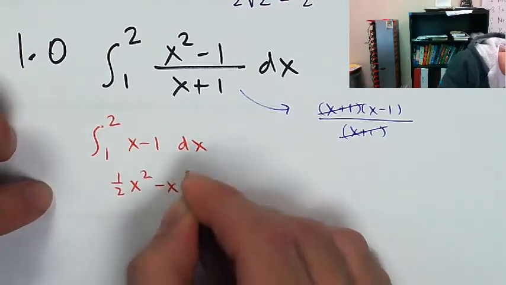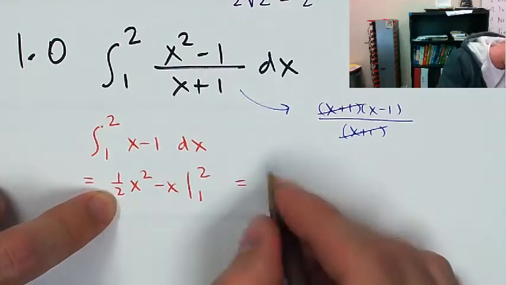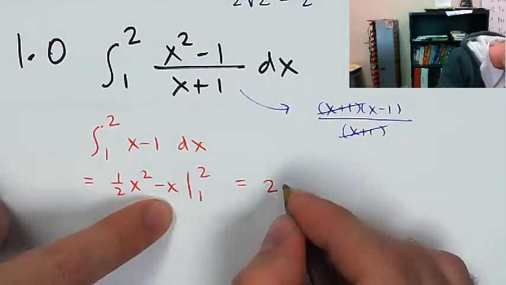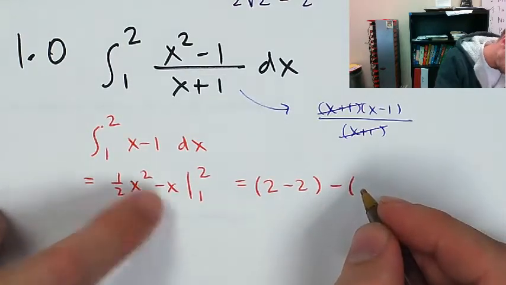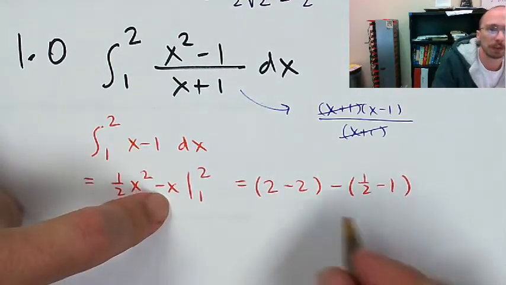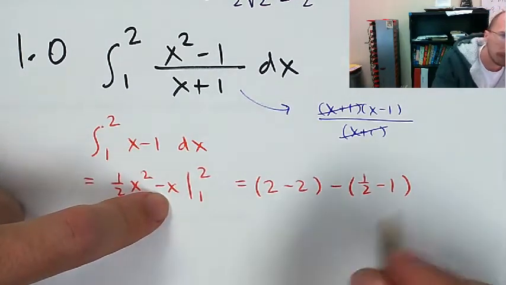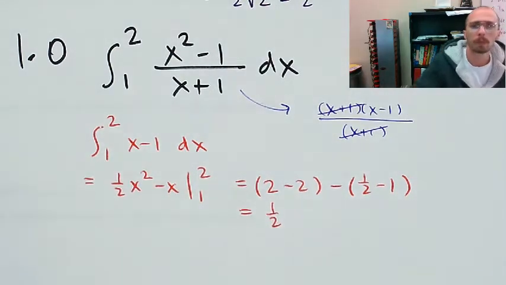1/2 x squared minus x as x runs from 1 to 2. Okay, half of 2 squared is half of 4 minus 2. Okay, 1/2 minus 1. And okay, for your response, we're safe to stop there. But that's 0 minus negative 1/2. And that would be positive 1/2.